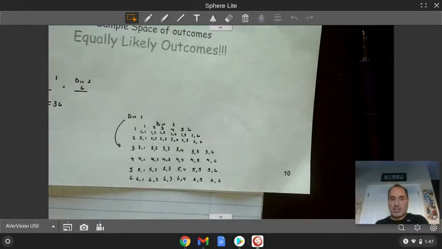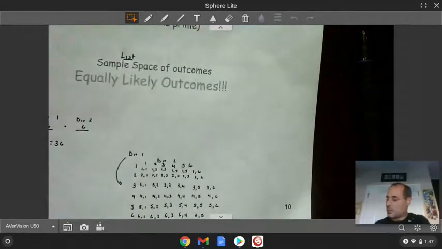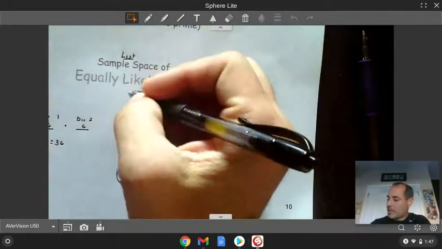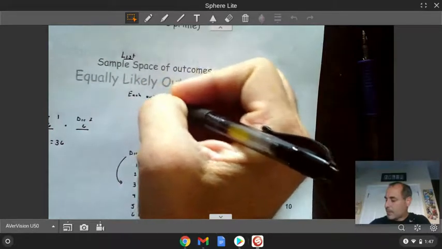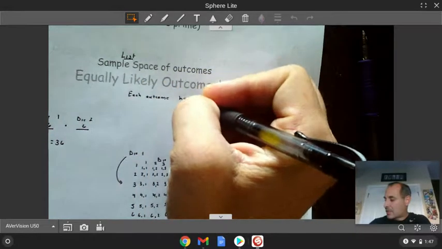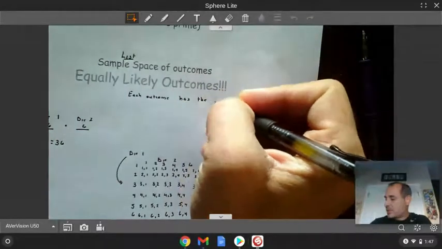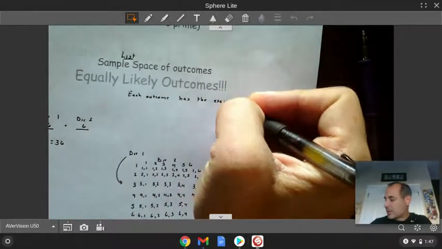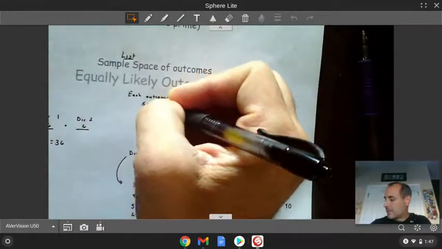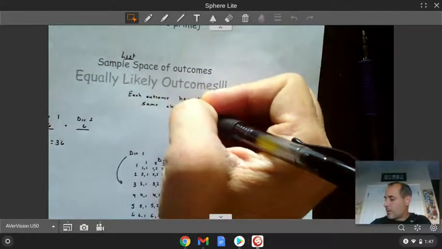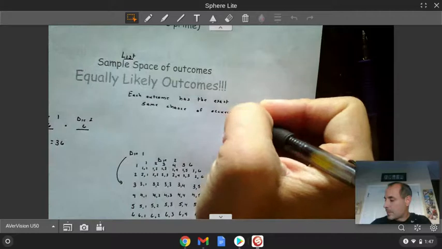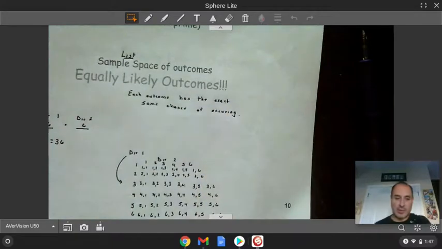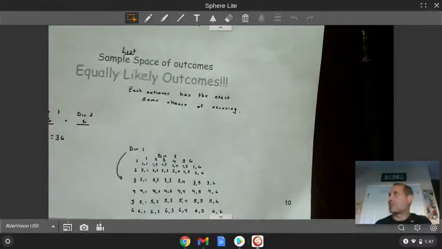Okay? And these 36 different outcomes happen to be equally likely. And what that means is that each outcome has the exact same chance of occurring. Pretty sure I'm spelling occurring wrong there. But every outcome has the exact same chance of occurring, 1 in 36.